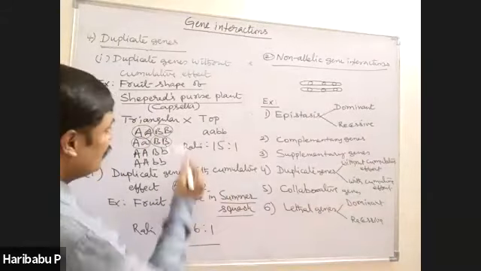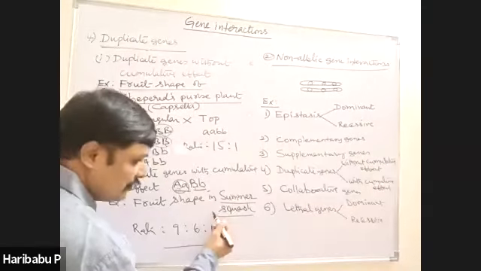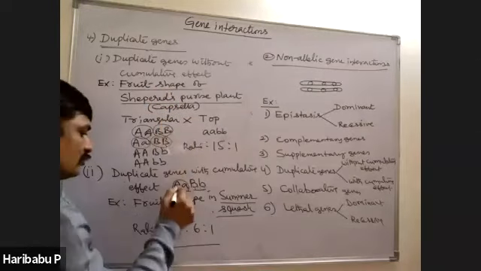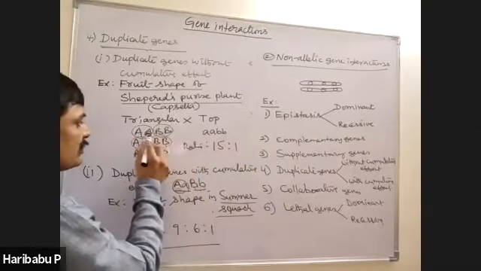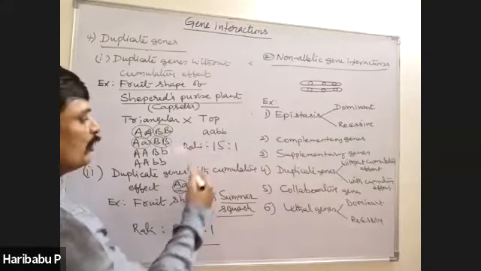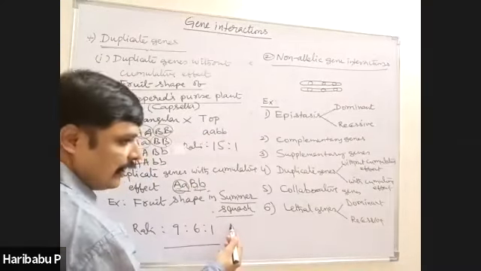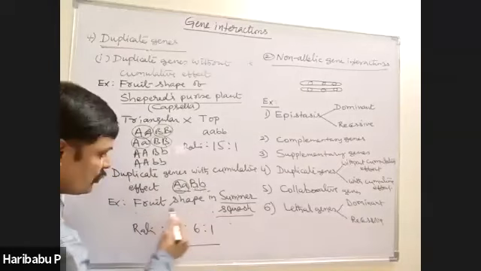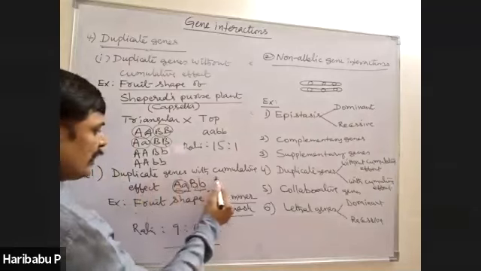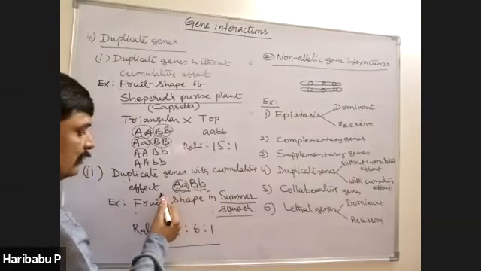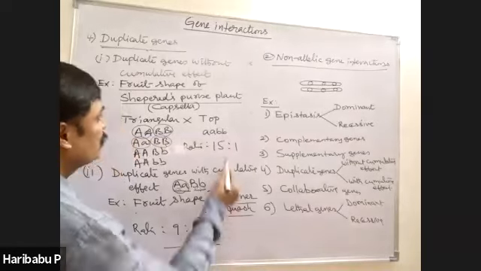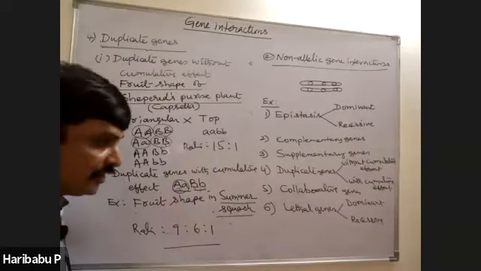Without accumulation, this one. With accumulation, this one. So both are duplicate genes. Here the character is independently expressed by each one. Here, only by interaction of these genes, it produces the character. So fruit shape in summer squash is the best example for duplicate genes with cumulative effect. The modified ratio is 9:6:1. This is about duplicate genes.